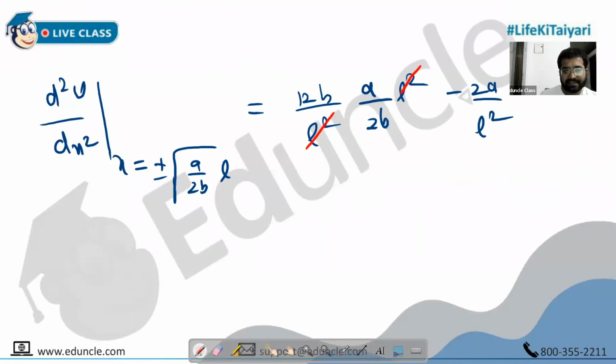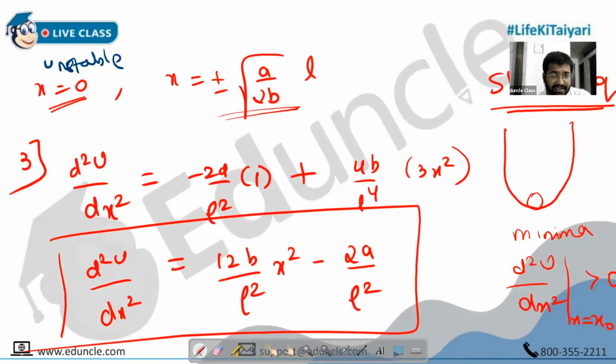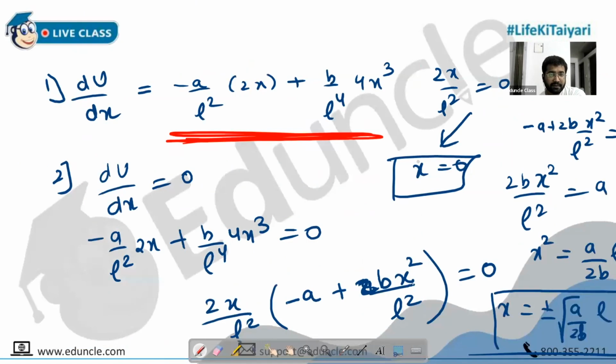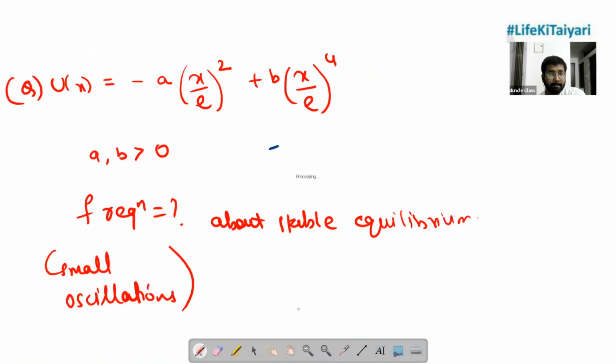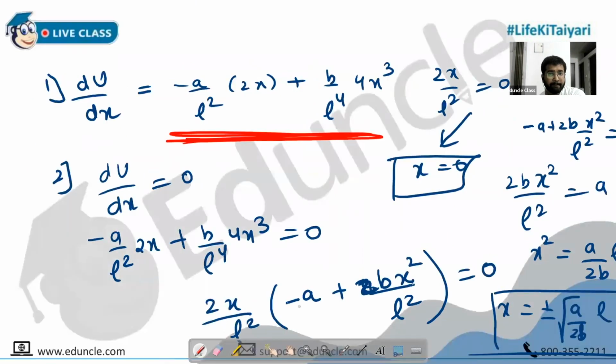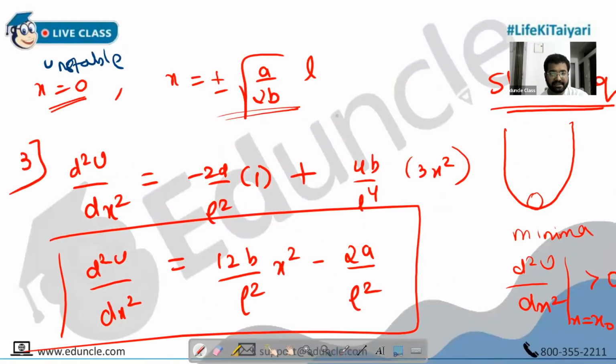So L square gets cancelled. B and B gets cancelled. 2 ones are 2, 6s are 6. So I've got 6a. Oh, something is wrong. Sir, L raised to 4. Where is L raised to 4? 12b upon L raised to 4. Yes, sir. Here I have got L raised to 4. Oh, okay.